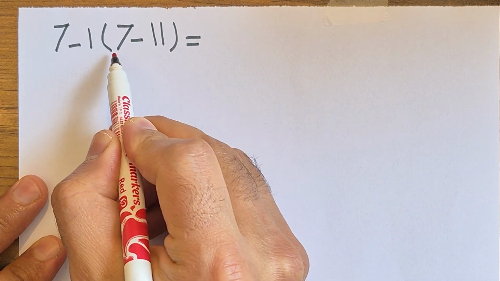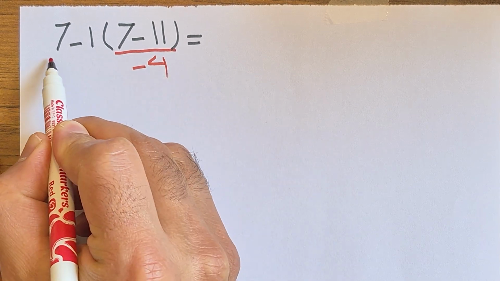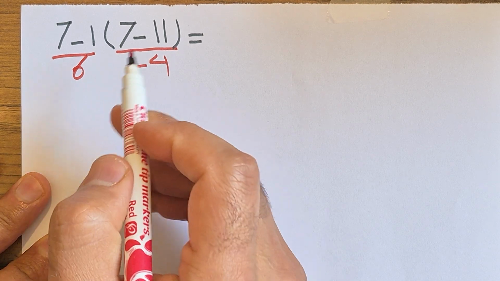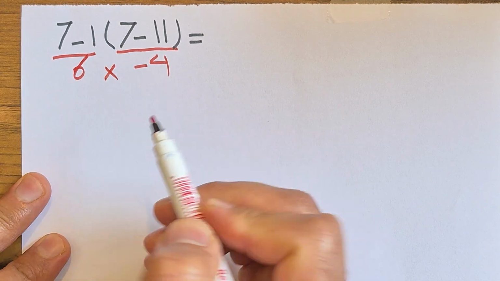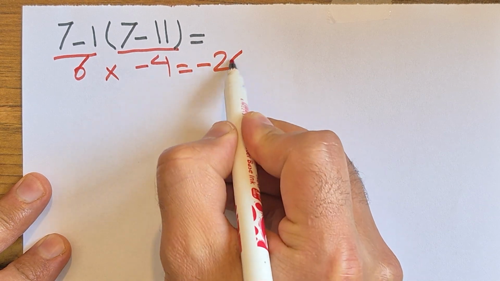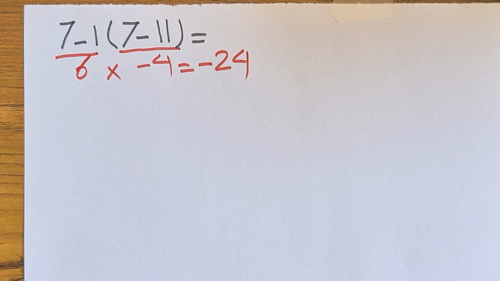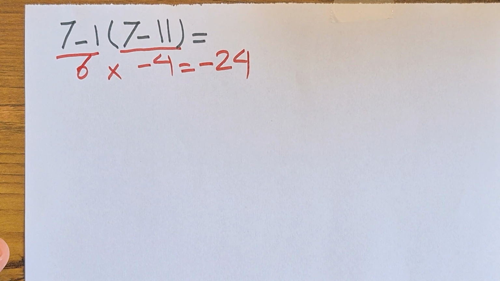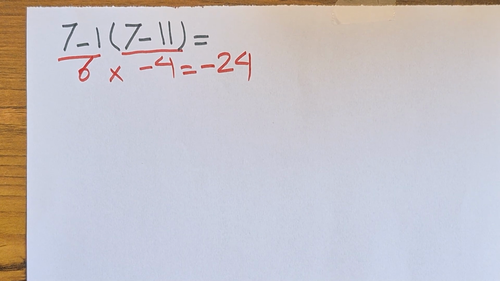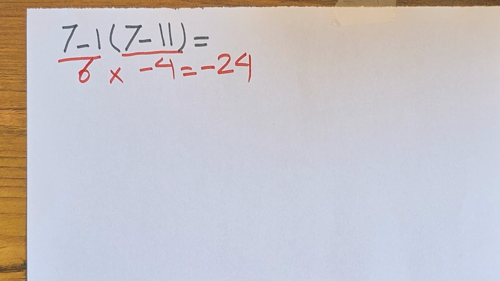7 minus 11 gives us minus 4, right? And then 7 minus 1 gives us 6, obviously, and then 6 times minus 4 gives us 24. You would probably say minus 24, but this answer is unfortunately wrong because you fell for a big trap. And this trap is called the order of operations.